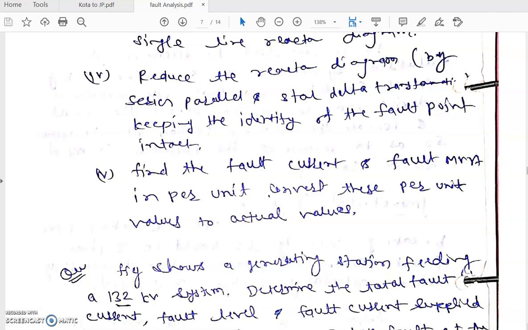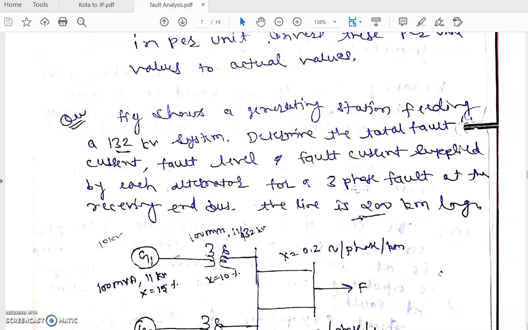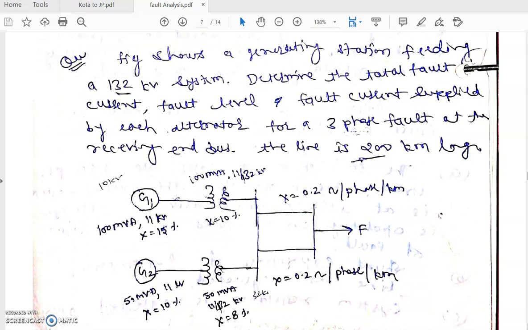We solve to find the symmetrical fault current. We can easily understand this by a very simple numerical example. This is a system. G1 and G2 are the generators, then transformer T1 and transformer T2. Then this is a line, and there are two lines of 0.2 ohm per phase per kilometer, and this is the fault point F. We have to calculate the symmetrical fault current in the system.